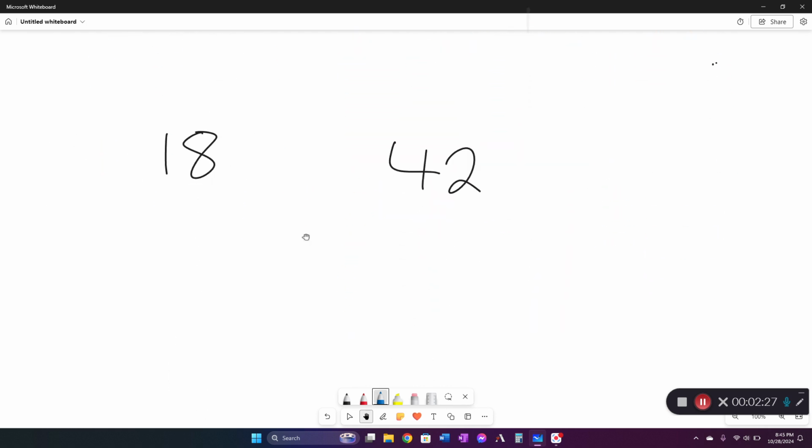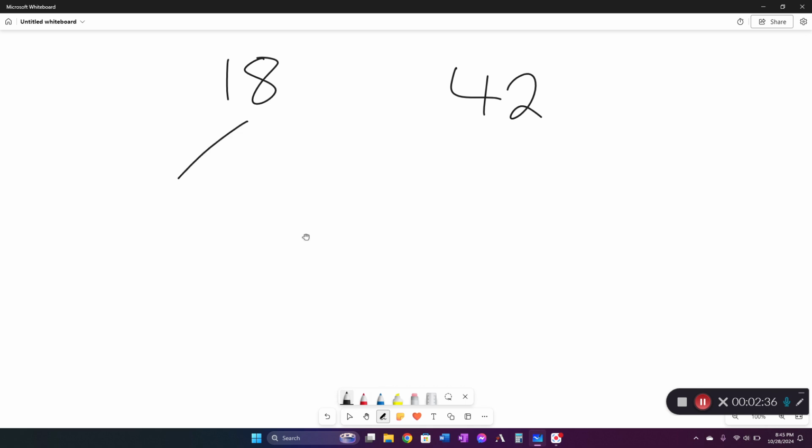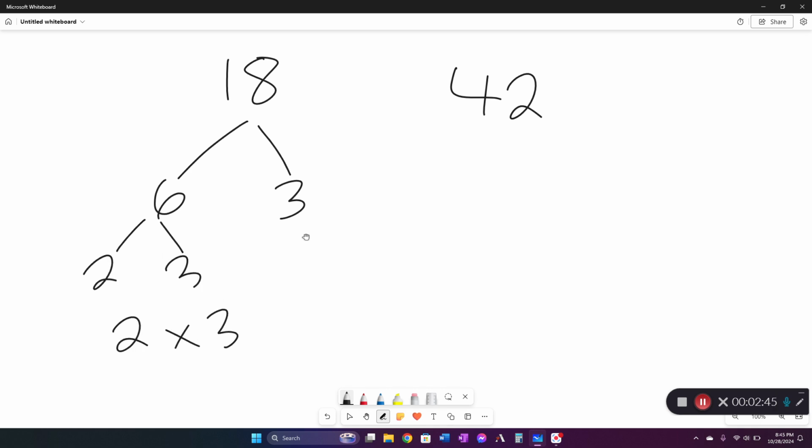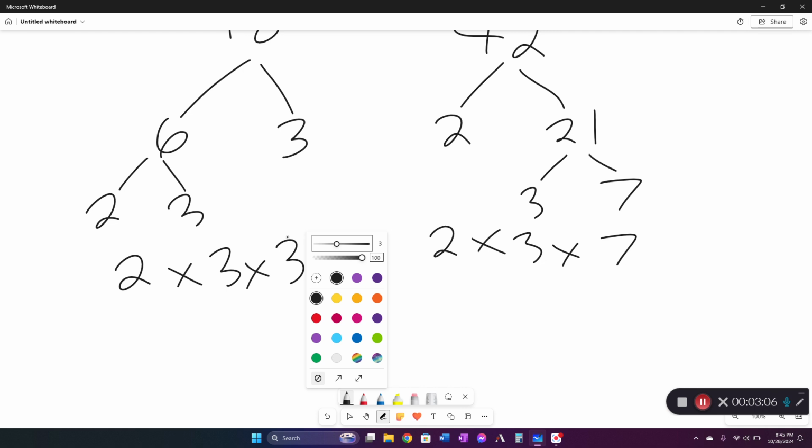Okay, let's try another one. Let's try 18 and 42. So let's factor these out really quick. 18, let's do 6 and 3, 2 and 3. So we get 2 times 3 times 3. 42, when in doubt, divide by 2. That gives me 21. 21 can go a little farther, 3 and 7. So we need 2 times 3 times 7. So let's see what our lowest common multiple is going to need, all these numbers covered.